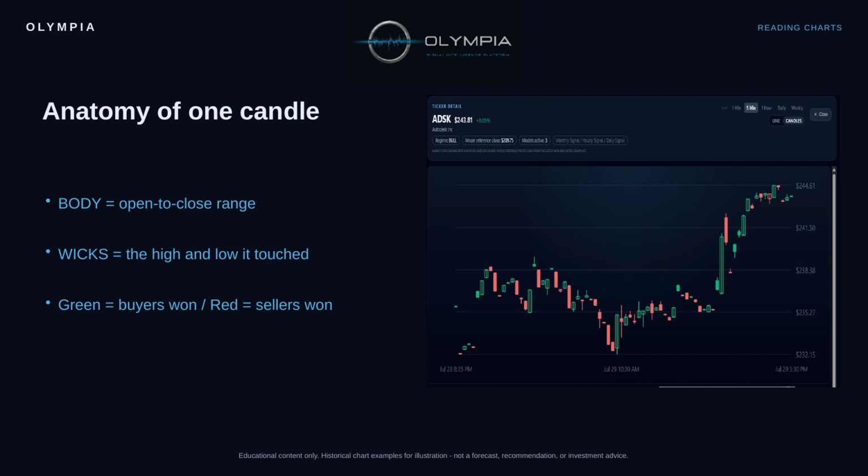So let's take one candle apart. Every candle has two pieces. The thick middle part is called the body. That's the distance between where price opened and where it closed. Then those thin lines poking out the top and the bottom are called wicks. Some people call them shadows. And they mark the highest and lowest the price got touched during the session. Color tells you who won. Green means price closed higher than it opened. So buyers won that round. Red means it closed lower, and sellers won that round. Body, wick, green, red, that's the whole alphabet.